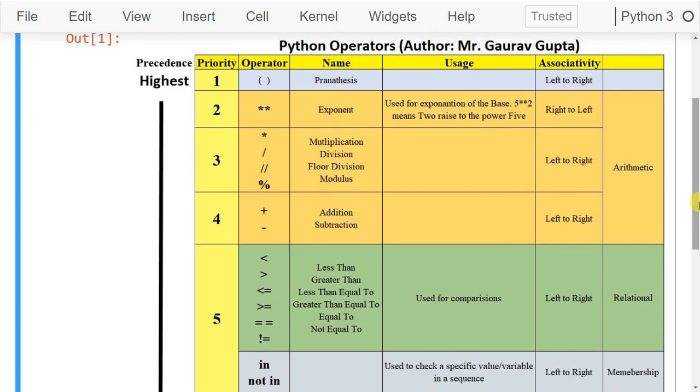Now we will understand this table. The first column in the table is precedence. By precedence, we mean the order of execution of operators if they appear in a single statement or line.